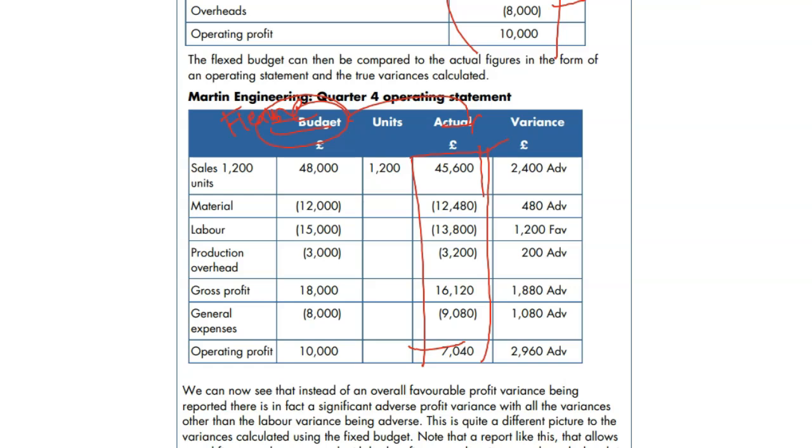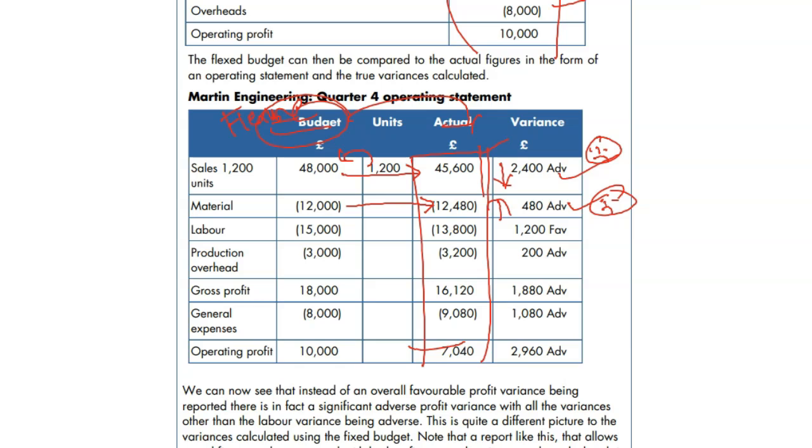48,000 should have been the flexible budget for the sales of 1,200, but actual sales is 45,600. Adverse, not good. Sales are lower. If you sell less, you are sad. Yeah. Cost, look at the cost. According to your budget, it should have costed you 12,000, but actually it cost you 12,480. 480 bad, because if it cost you more, it's bad again.